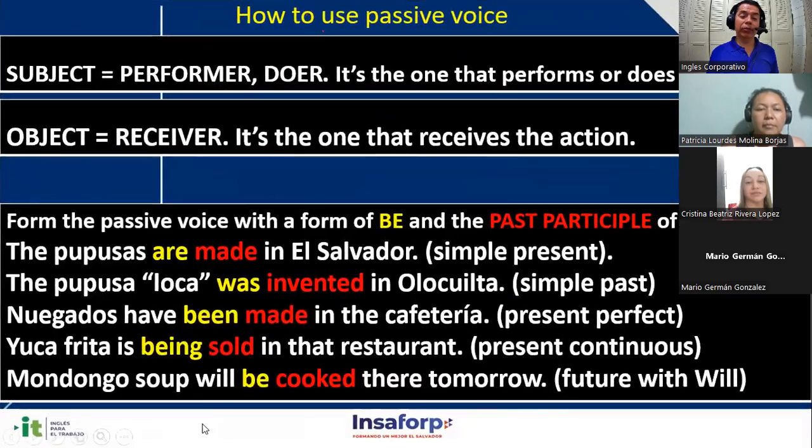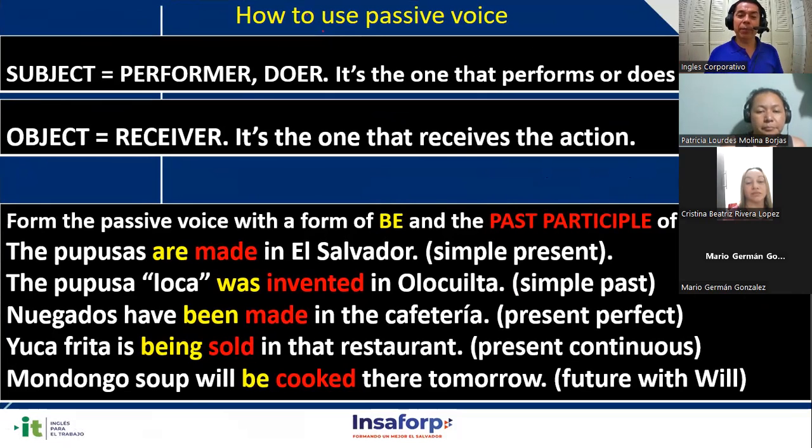Estos ejemplos son usando varias estructuras, ¿ok? Pero en esta ocasión no quiero que tratemos de entender qué es el presente simple, el pasado simple, el presente continuo, el futuro. No, no, no. Nos vamos a focalizar en cómo realizar la oración con la voz pasiva, ¿ok? Good. Number one. Remember the formula, right?